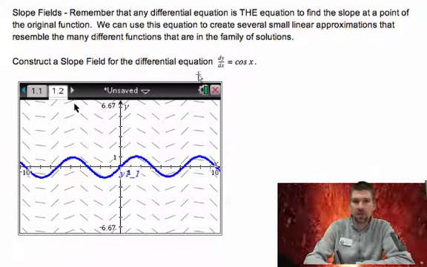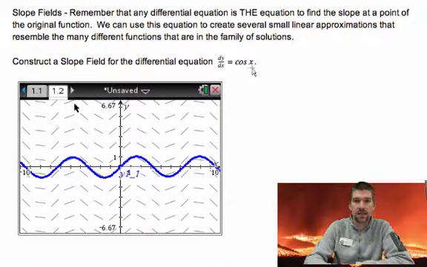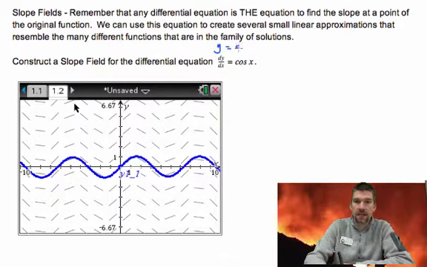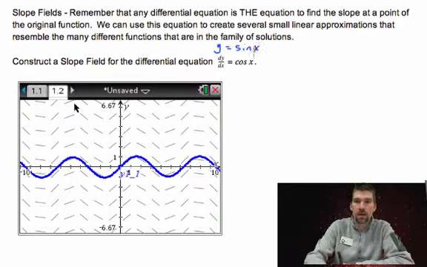So construct a slope field for the differential equation dy/dx = cosine x. What that means is we want to find the slope that leads to cosine. Where did we start? We started at sine. If we have y equals sine x, and we take the derivative of that, we get cosine x.